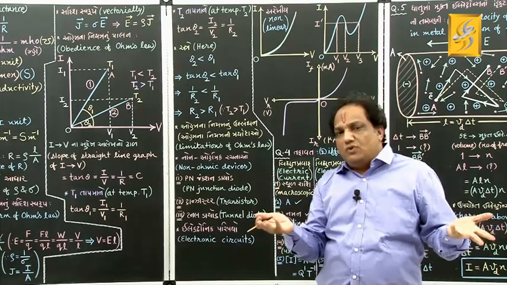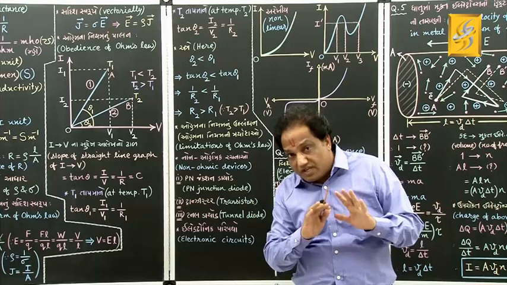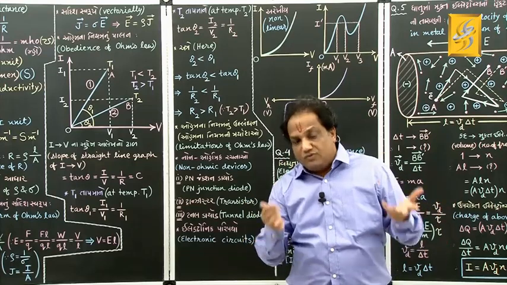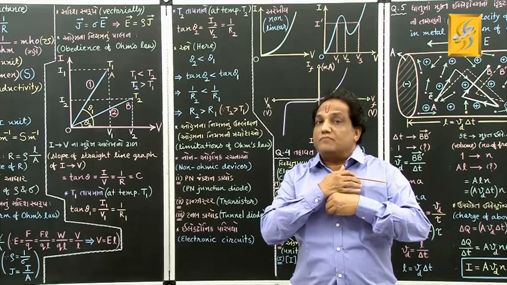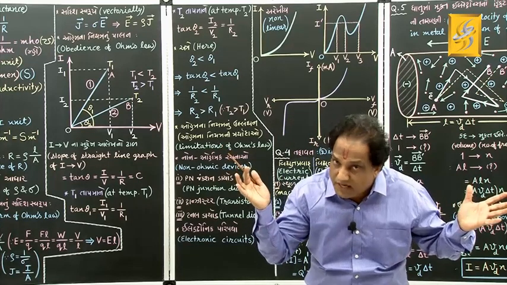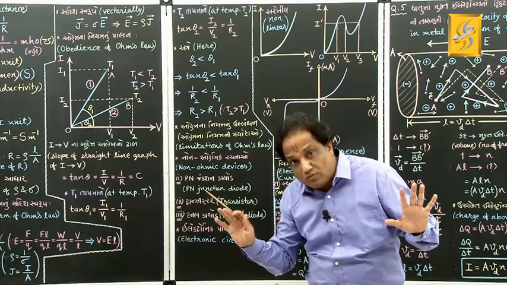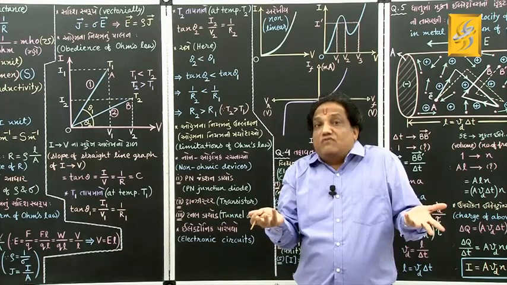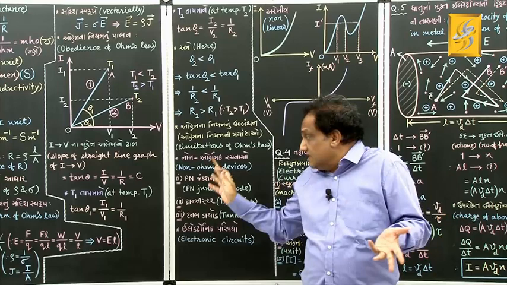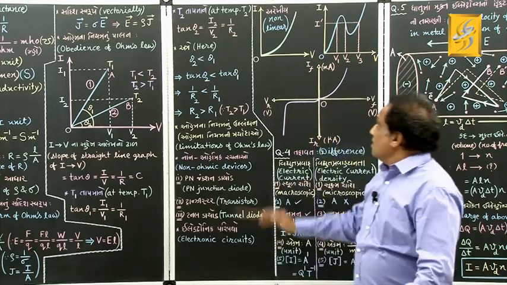And just now I told you, if the graph of I versus V is not a straight line, then you can say it is not obeying Ohm's law, correct? So, all these non-ohmic devices do not obey Ohm's law. Then what is the nature of the graph of I versus V? In this case, I am showing you.